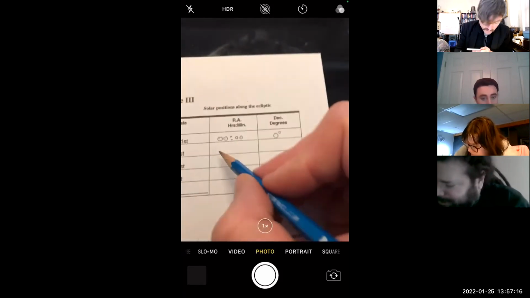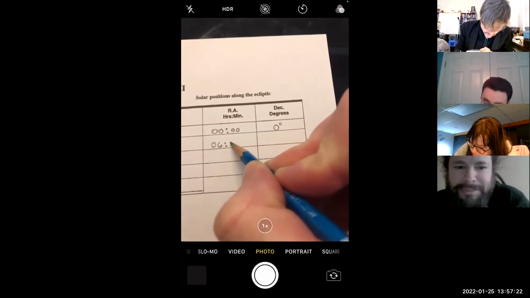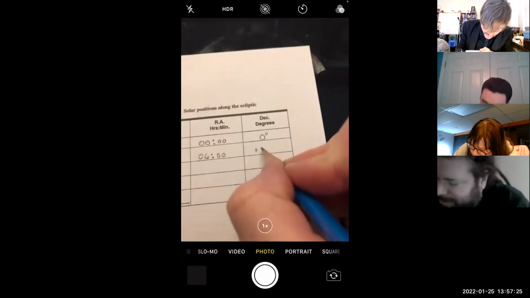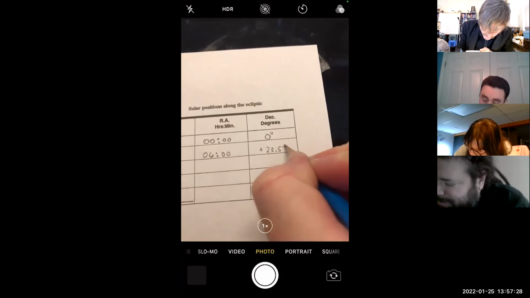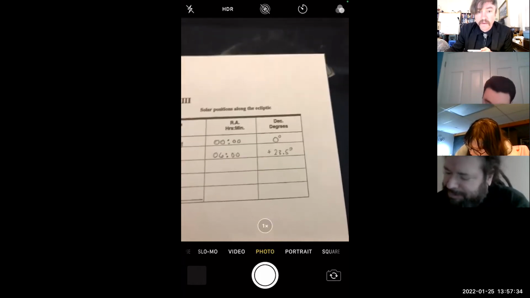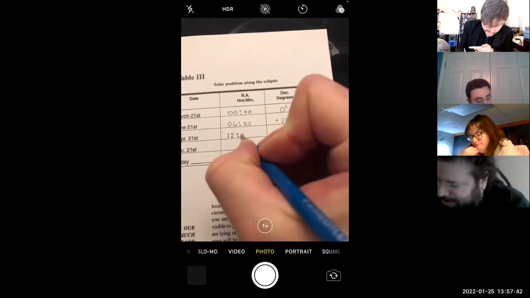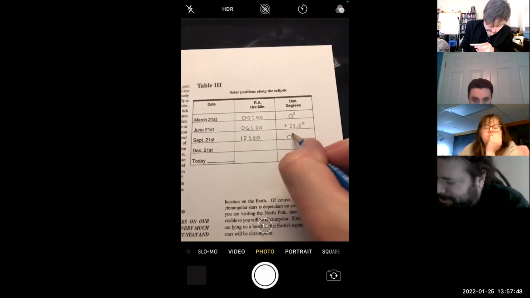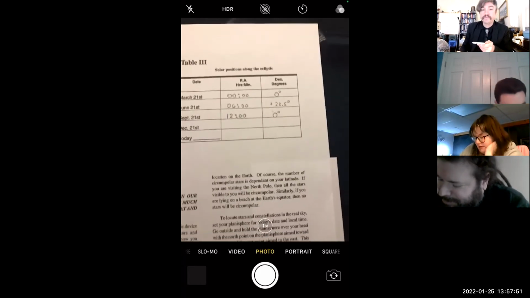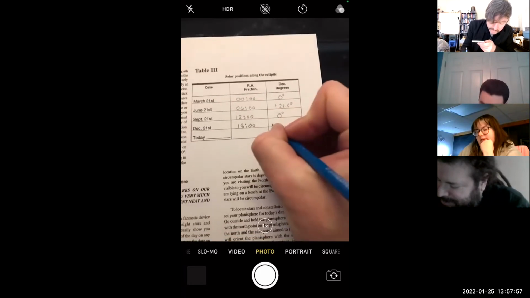Summer solstice would be 600 hours with 23.5 degrees. Yep, positive 23.5, as Caitlin told us earlier. September 21st, the fall equinox: 12 hours, and the declination? 0 degrees. Winter solstice would be 1800 hours and negative 23.5 degrees.